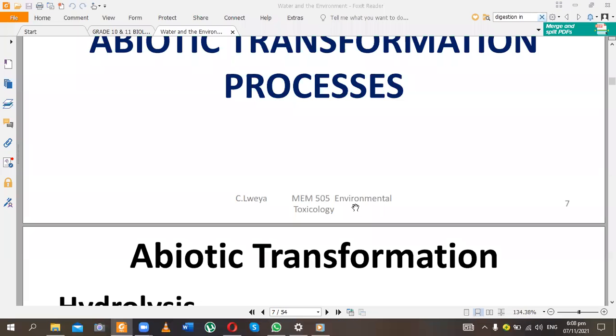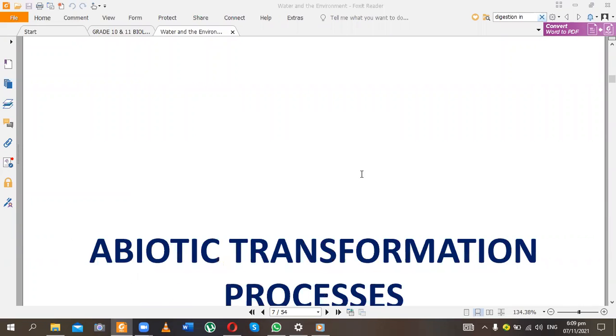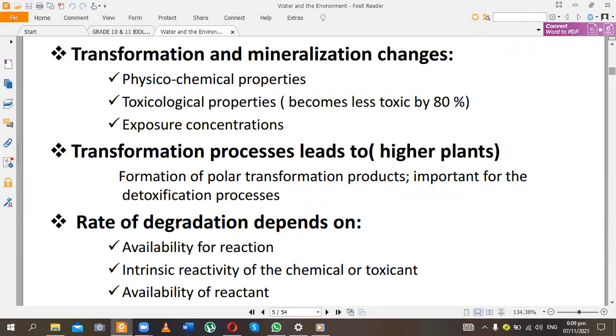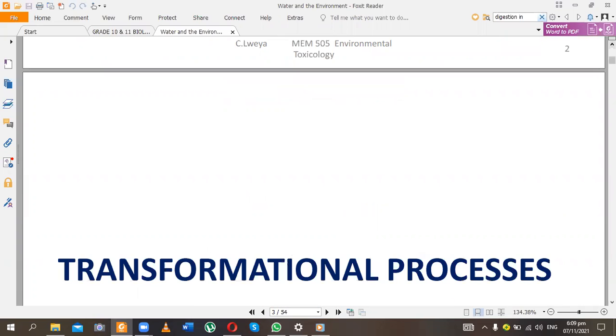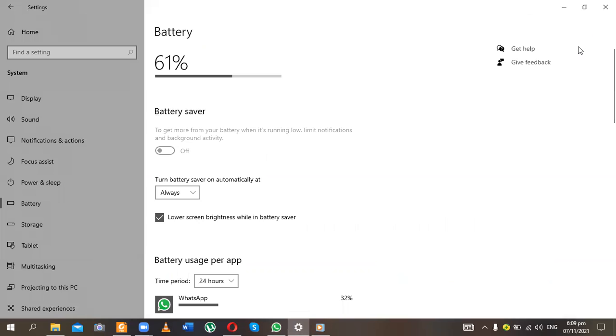And the way it came in 2016, there was a question which was talking about the processes that chemicals undergo. The processes that chemicals undergo, we were saying that these are chemicals as they undergo some transformational processes.